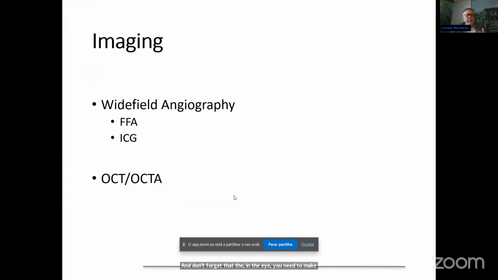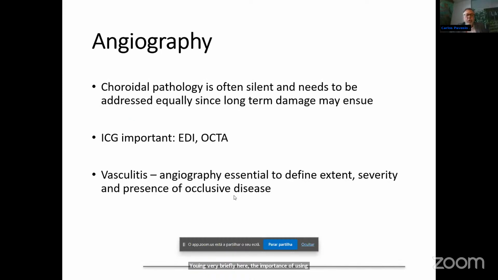Imaging very briefly here, the importance of using imaging to help us with the diagnosis. The angiography was showing you the fact that choroidal pathology can be silent, and without looking at the choroid more specifically, especially with an ICG, you may miss that. And the vasculitis is important because you can then define the type of vasculitis, which vessel is involved, how severe it is, and if there is absence or presence of occlusive disease.